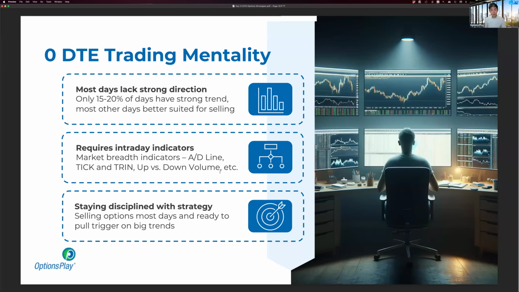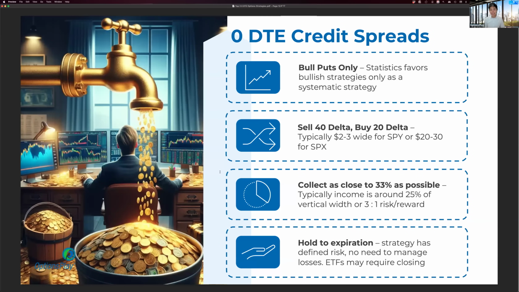Perfect. Okay, so let's talk about the first option selling strategy. This is the 0 days to expiration credit spread. This is probably the most commonly traded strategy for 0 days to expiration.